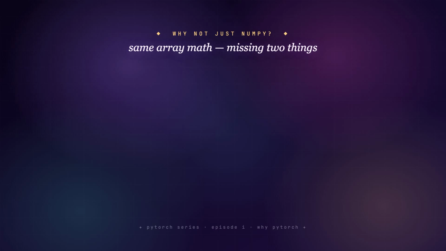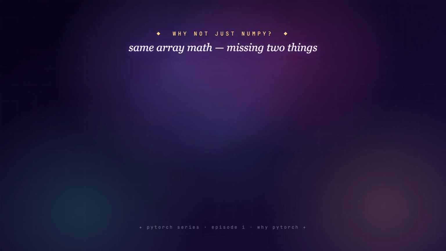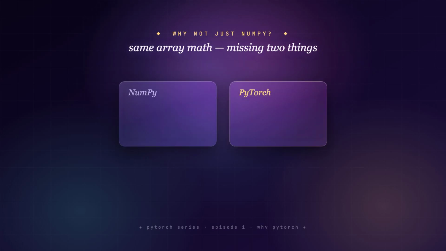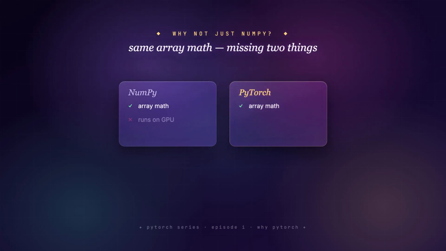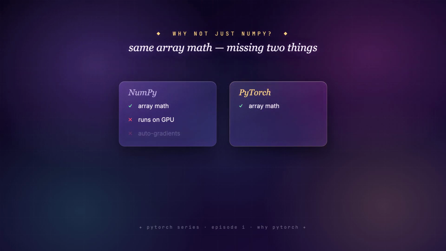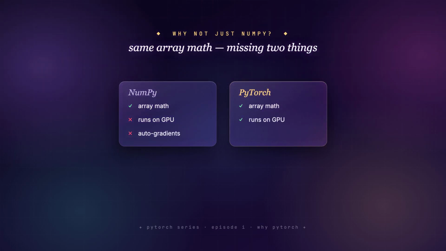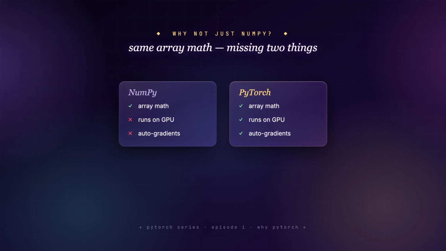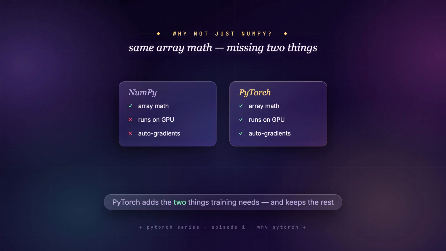But I already know NumPy. Why not just use that? Fair. NumPy does the same array math, and honestly the syntax is almost identical. But NumPy is missing exactly two things, and they happen to be the two things training a model needs. It can't run on a GPU, and it can't automatically compute gradients. PyTorch adds precisely those two superpowers and keeps everything else familiar.